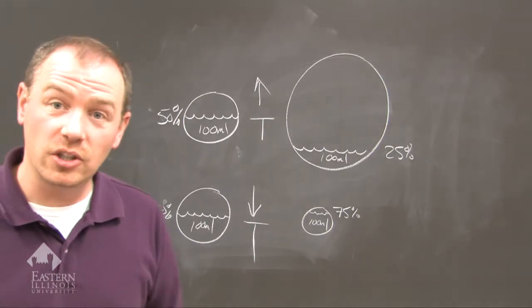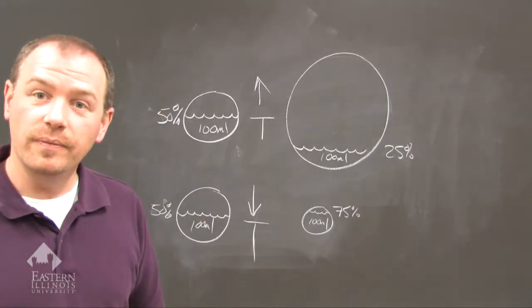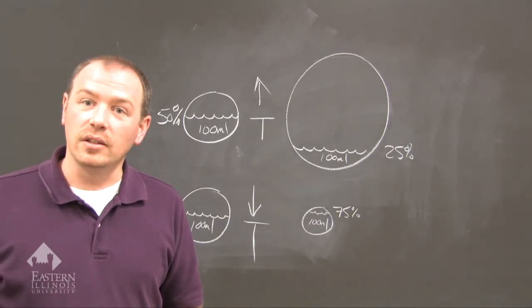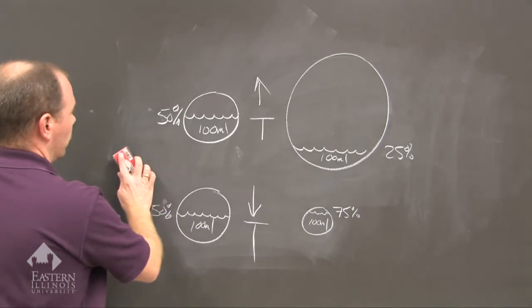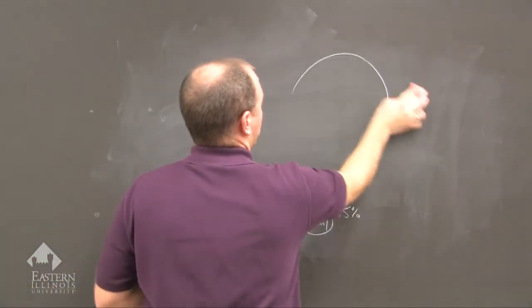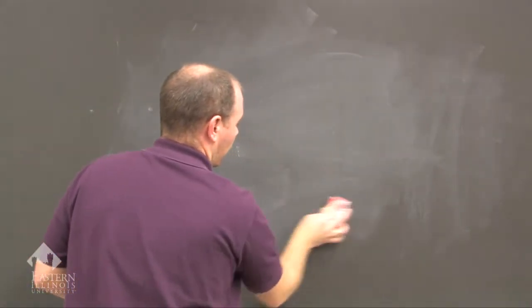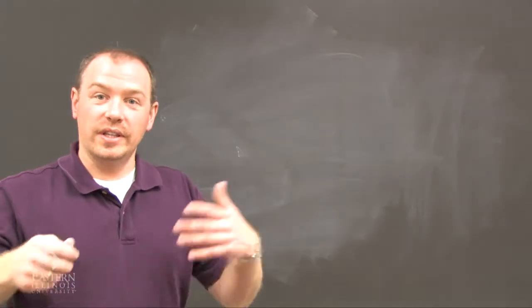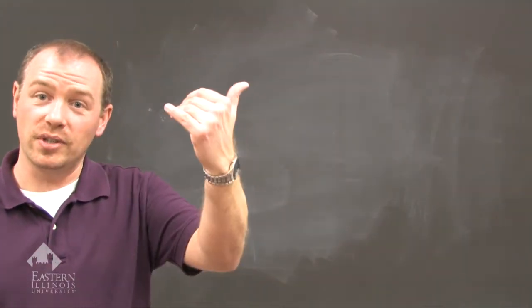So what is the relationship between these two variables, temperature and relative humidity? They are inversely related, or they're opposites. When temperature goes up, the amount of water goes down. If the temperature goes down, the amount of moisture increases. So during the day, the relative humidity comes down. During the night, the relative humidity goes up.